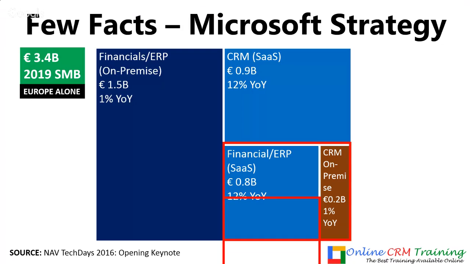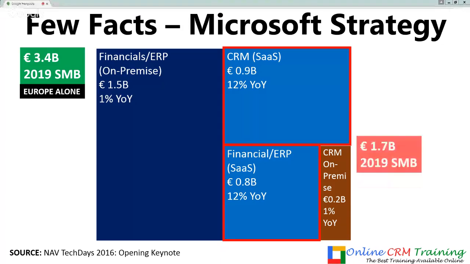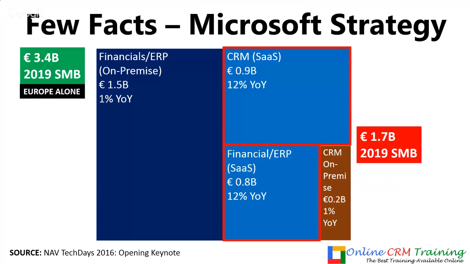So as you can see in the highlighted, these two components, CRM SaaS and ERP SaaS, are the major contributors, and this is what makes about 1.7 billion euros, which is the target for 2019 for SMB. And this is just for Europe, guys. We are not talking about USA, we are not talking about India, we are not talking about Africa or any other country. It is just Europe.